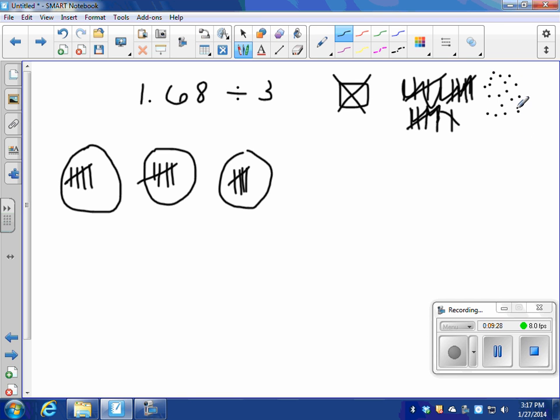So now I have a total of 18 hundredths here. And I can take these 18 hundredths and split them up into my 3 groups. 1, 2, 3, 4, 5, 6, 7, 8, 9, 10, 11, 12, 13, 14, 15, 16, 17, 18. So this leaves me with an answer of, I've got 5 tenths in each group, and then 1, 2, 3, 4, 5, 6 hundredths. So my answer would be 56 hundredths.